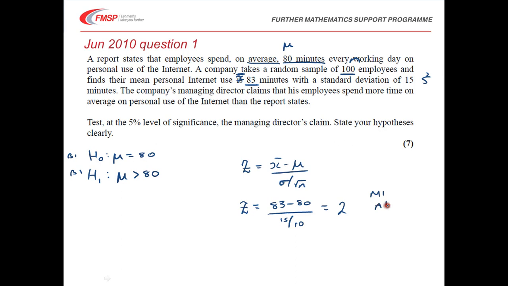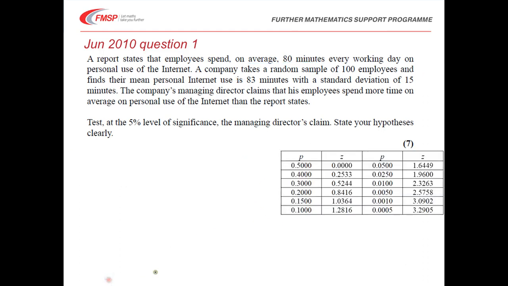Now, how these are working is, as long as you attempt to do some standardizing with those 3 numbers, you're going to get a mark. So that's quite nice. And then you get your accuracy mark for getting a value of 2. Now, to perform the test, again, we need a critical value. We're looking at 5%. So 5% creates a critical value of 1.6449. So we've got a critical value of 1.6449.